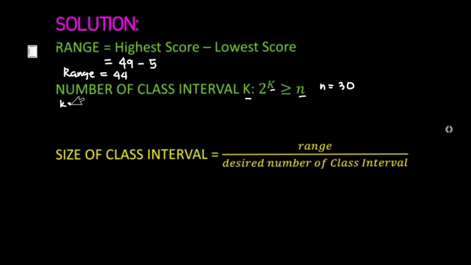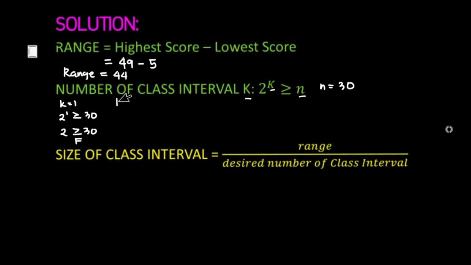k is equal to 1. So, magiging 2 raised to 1 is greater than or equal to n na 30. So, 2 raised to 1 is 2. Is 2 greater than or equal to 30? False. So, hindi yan pwede.